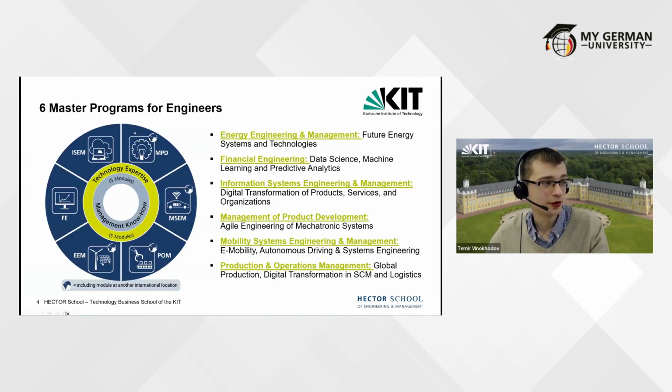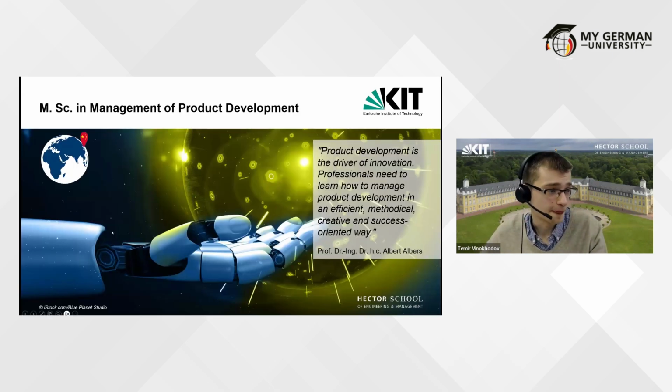So here is a brief overview of all our 6 master programs, since we offer six of them in a big variety of fields. This is energy, the financial sector, information systems and digital transformation, product development, mobility systems, which is everything about e-mobility and autonomous driving, and production and operations management. Today I will tell you about management of product development.